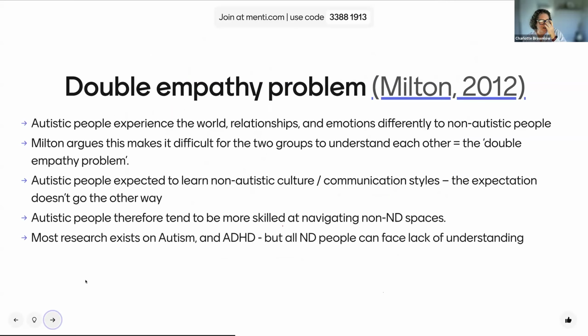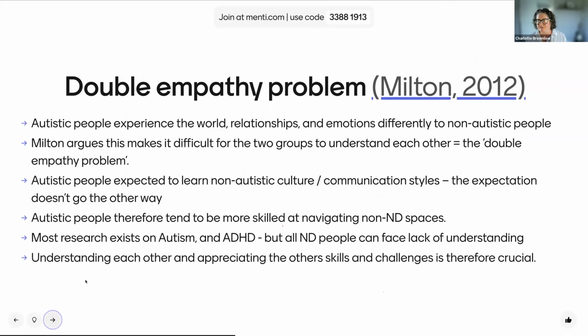Okay, so I'm sure a lot of you have come across the work of Damien Milton. So Damien Milton is a UK academic. He's an autistic UK academic, and he talks a lot about what he considers to be the double empathy problem. And I think this is really important when we think about HDR supervision, because it's very much a small, targeted relationship that an individual is having with other individuals.